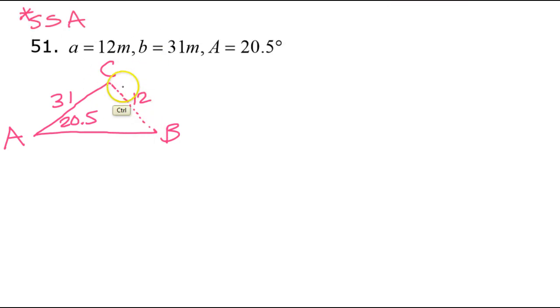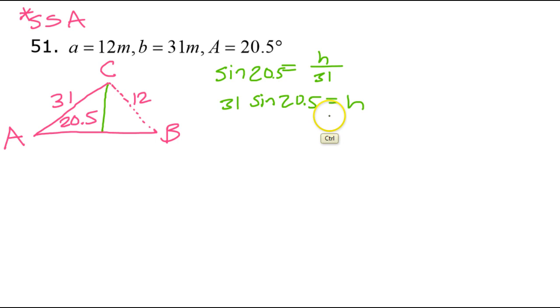And so what I do is I figure out what the height of the triangle is. So this is the height. I'm going to call it H. If I were to do the sine of 20.5, that would be the height divided by 31, because opposite over hypotenuse. So multiplying both sides by 31, I see 31 sine 20.5 should equal the height.